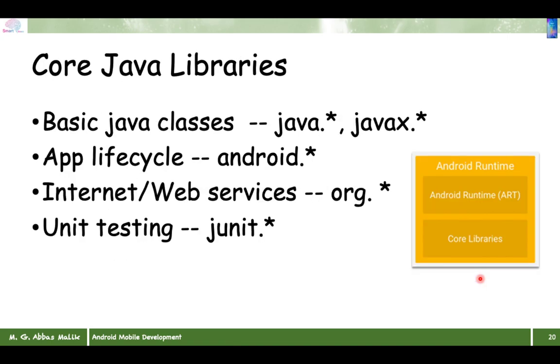The next thing is Android. We have some basics like Java and JavaX. We have the application lifecycle, which is Android.x. These are different core Java libraries which are available. JUnit libraries are for testing, if you want to automatically test your application for a specific scenario. We have org for internet and web services. So we have a lot of different core libraries present to help us code for our Android system.